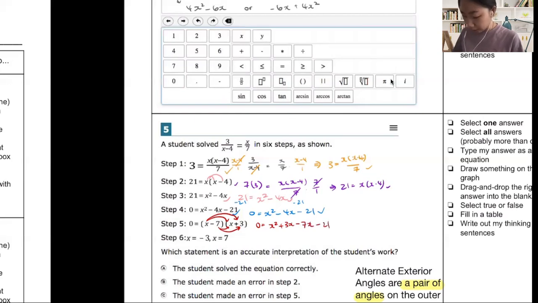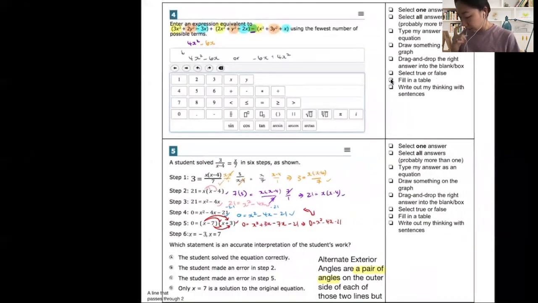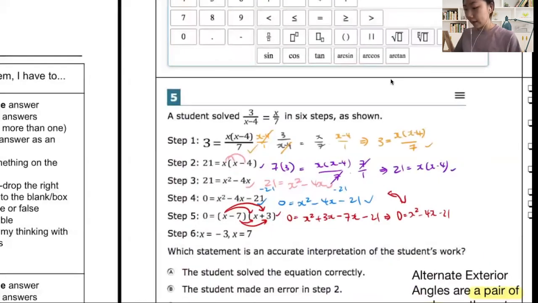Let's cross multiply. We got 0 equals x squared plus 3x minus 7x minus 21. All I did was expand, right? And this, sure enough, is the same as this, which is 0 equals x squared minus 4x minus 21. This matches this, so it's the correct factorization. So from here, we know that we have x minus 7 times x plus 3.